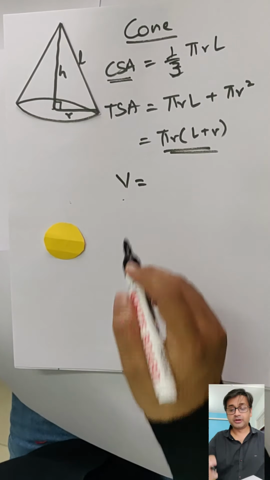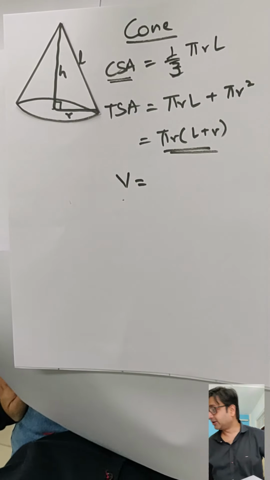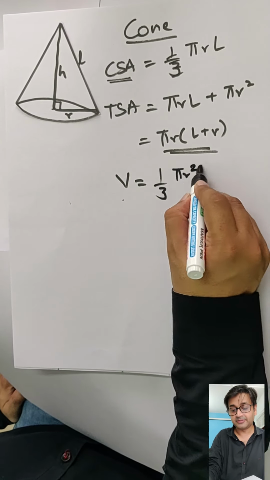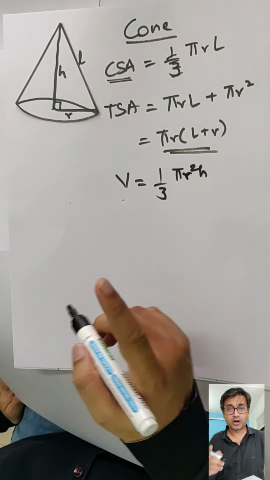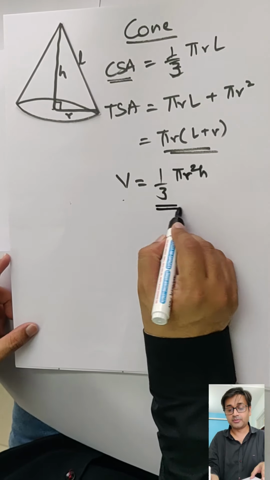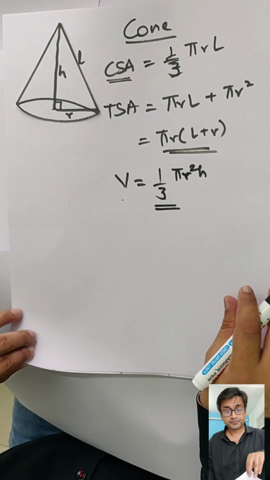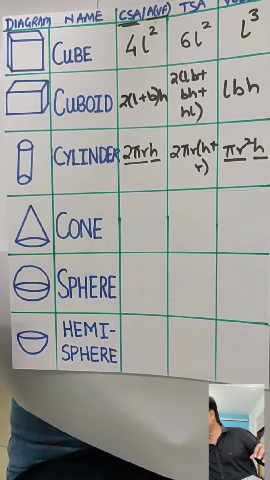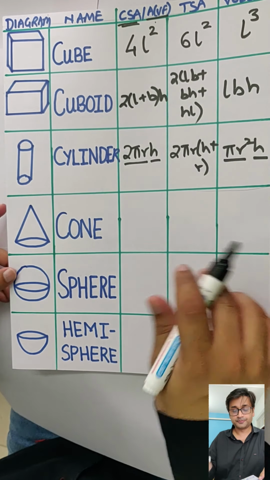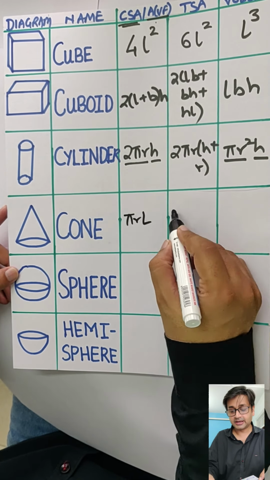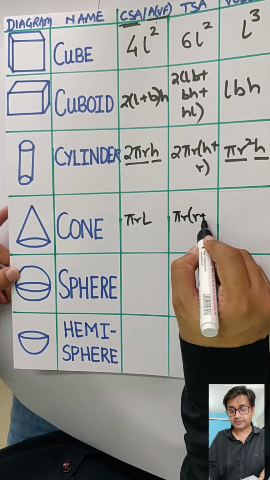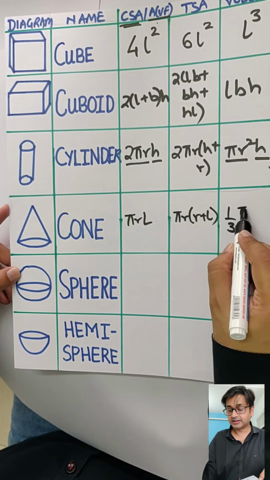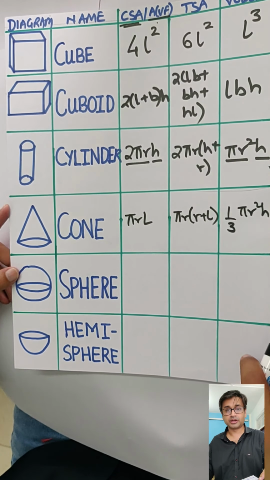You already know the formula for the cylinder, pi r square h. So the volume of the cone will be 1/3 of it, because 3 times the cone is 1 times the cylinder. That's how you can remember the volume of a cone. So all 3 formulae for the cone: pi r L, pi r times r plus L, and volume is 1/3 of the cylinder's, that is 1/3 pi r square h. That's how you can remember.